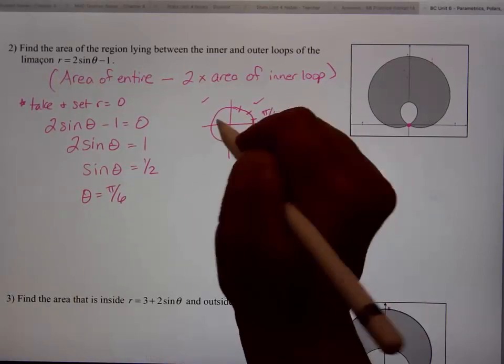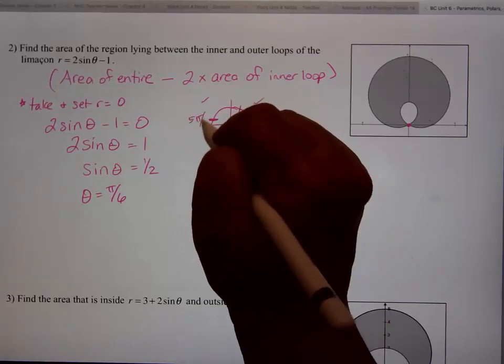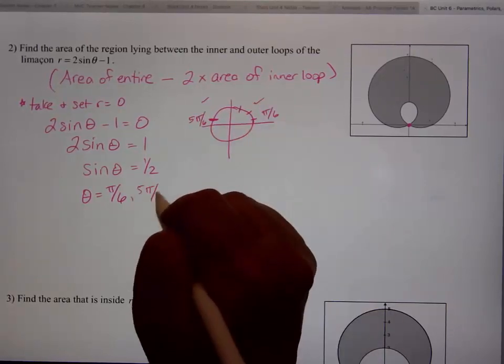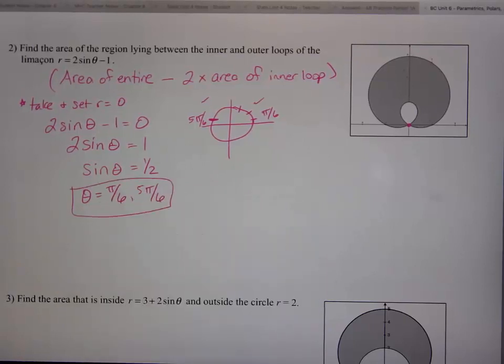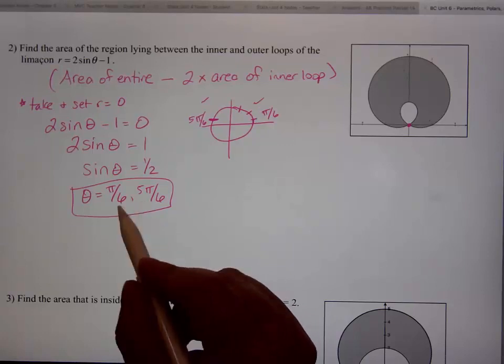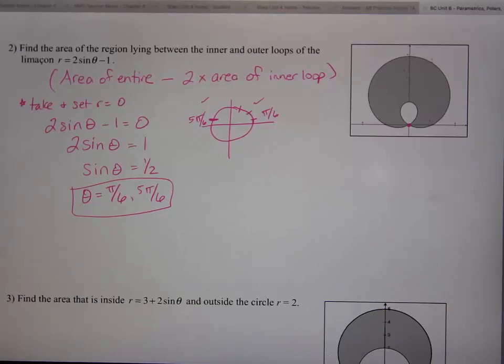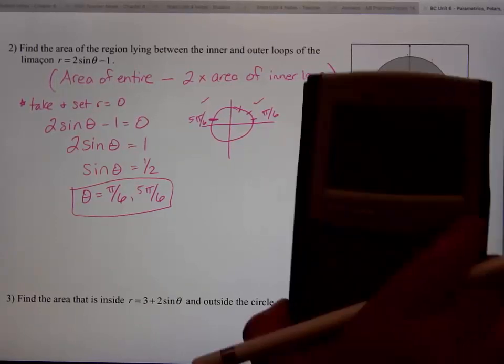And then the other one's over here. That's 5 pi over 6. So I only got 2 answers, and that's good, because hopefully those are my limits of integration. So what I'm going to do is test my theory. I'm going to see if I set my calculator to only these 2, is it going to graph just the inner loop? So take your calculator and let's test it.